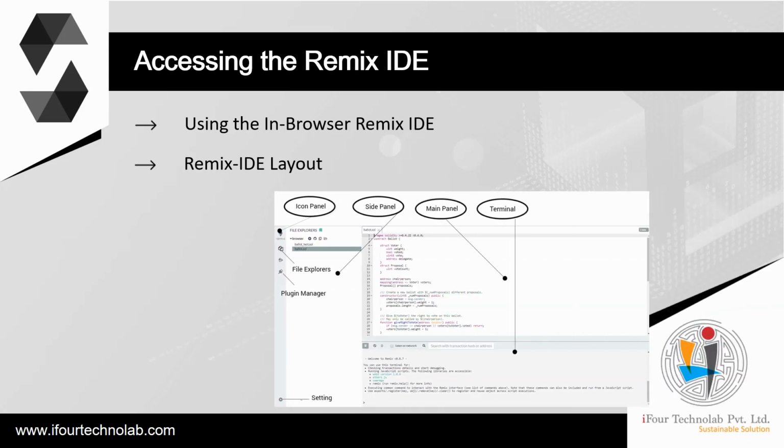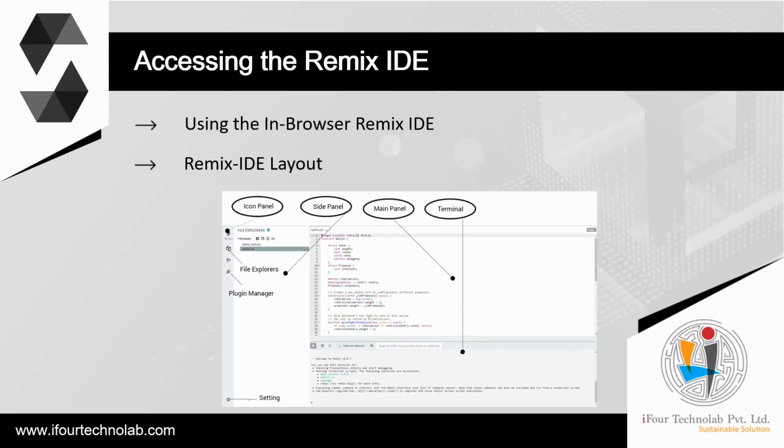Remix IDE layout. Icon panel: click to change the plugin in the side panel. Side panel: most plugins will have their GUI here, but not all. Main panel: this was only for editing documents in the old layout. In the tabs, you can open plugins or files for the IDE. Terminal: where you see the results of your GUI interactions. You can also run scripts.